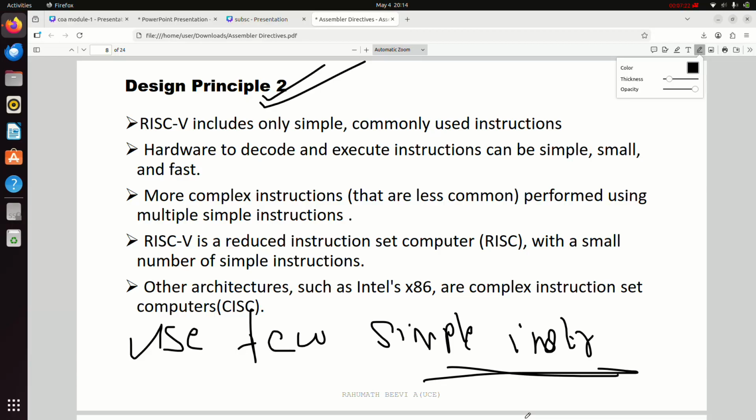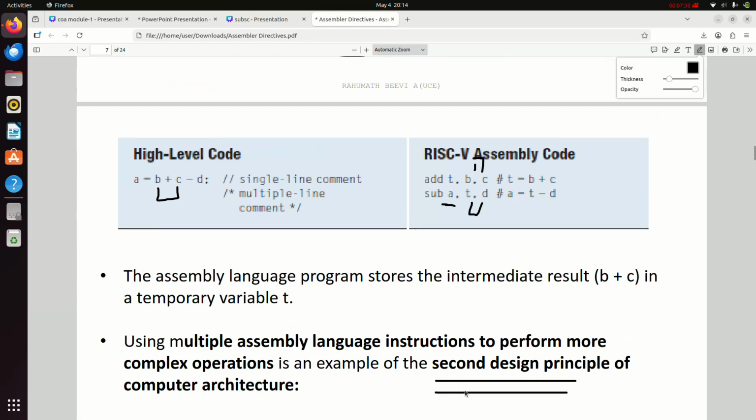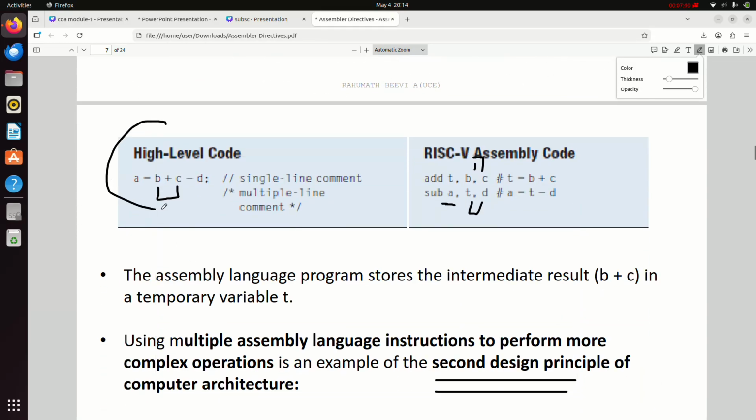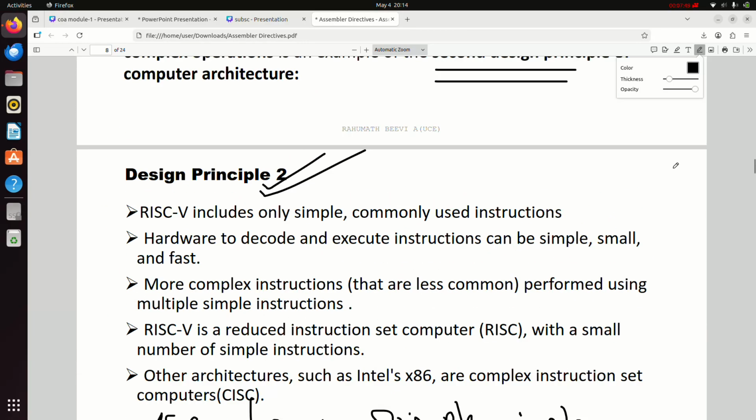So when you have the instruction that you have shown before, you divide that into 2 instructions. That means RISC-V always makes sure that if you have a complex instruction, it is performed using multiple simple instructions. This is a complex instruction, so you are breaking it down into multiple simple instructions, which is easy to do. So we are using a few simple instructions, that is design principle number 2.